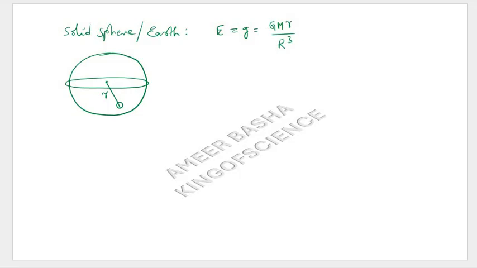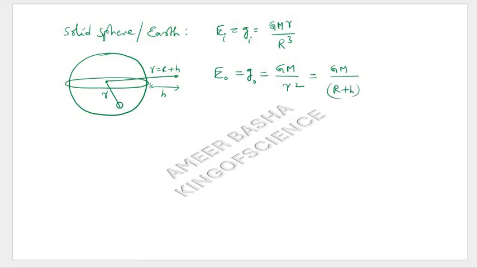Then what about outside points? For outside points, it is simply G M divided by R square. If you go to a certain height from the surface of the earth, the R will become R plus H. So I can write it as G M divided by R plus H whole square. This I can write simply as G M by R square divided by 1 plus H by R whole square.